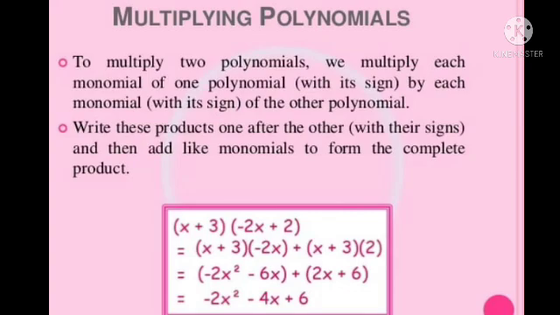Example, x plus 3 in the brackets multiplied by in the brackets minus 2x plus 2 close the bracket is equal to, in the bracket, x plus 3 close the bracket, multiplied by minus 2x plus in the bracket x plus 3 close the bracket multiplied by 2, is equal to in the bracket minus 2x square minus 6x close the bracket plus in the bracket 2x plus 6 close the bracket, is equal to minus 2x square minus 4x plus 6.